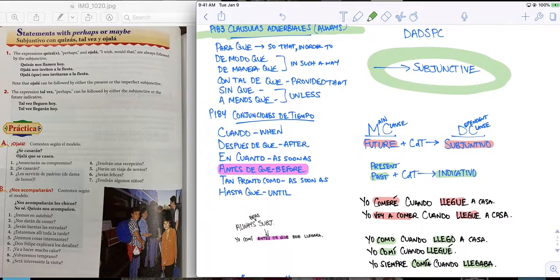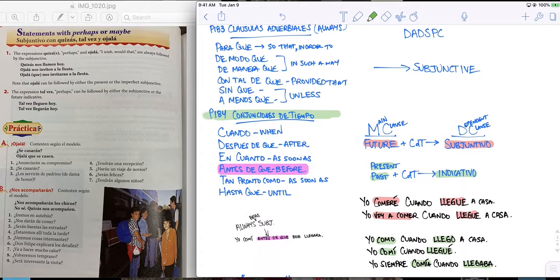Also, another thing that we've covered so far is the conjunciones de tiempo, and this is where it gets a little bit more tricky. When the main clause is in the future tense, then it begs the subjunctive in the dependent clause. However, if it's in the present, then it's going to be indicative because it's usually a habitual or a recurring action. And if it's in the past, we know that the thing happened, so it's going to beg the indicative also. Our one exception, as always, is antes de que.